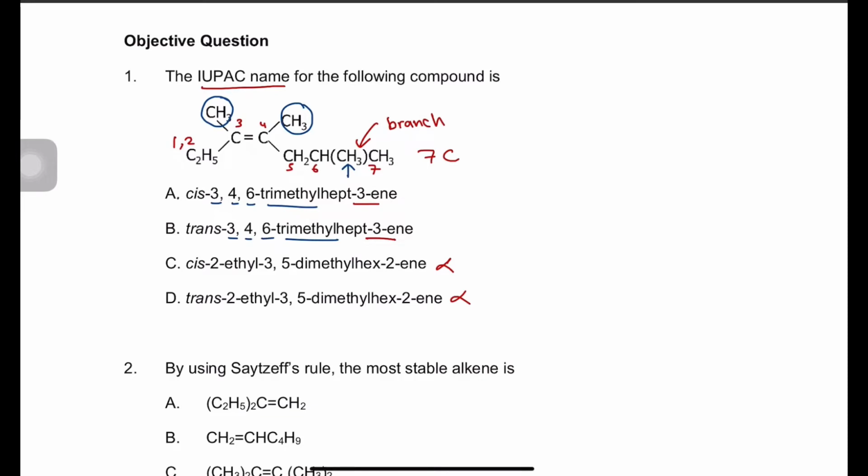Alright, so that's correct. And finally, since it's drawn in the skeletal format, we have to make sure whether it's going to be a cis isomer or a trans isomer. Since the two CH3s are on the same side, therefore it is going to be a cis isomer. So you name it as cis-3,4,6-trimethylhept-3-ene. So that's our answer.